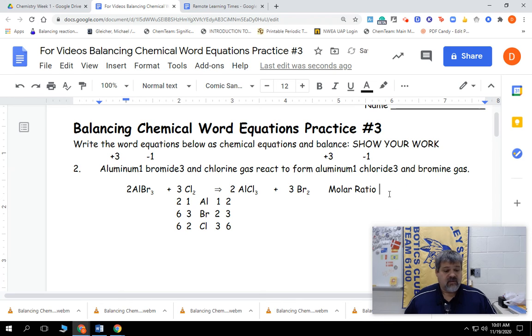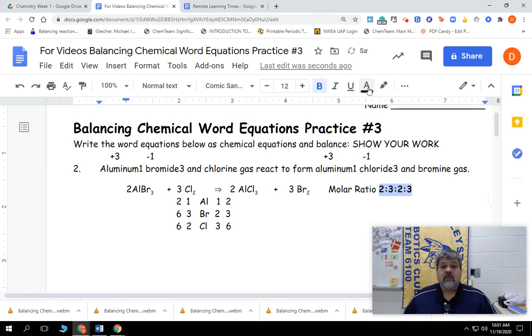So again, our molar ratio is the coefficients that we have at the end. And remember, we can never change the subscripts, because if we change the subscripts, it's not the compound that we have. So let's go back to the molar ratio. So I have 2 to 3 to 2 to 3. That is our molar ratio. So we have 2, 3, 2, 3. Again, I like to highlight it, take a look at it, and say, okay, can I reduce it? In this case, we cannot reduce it, so that's our answer.